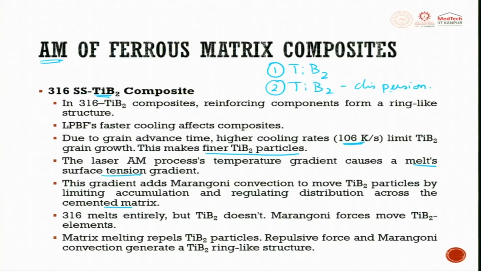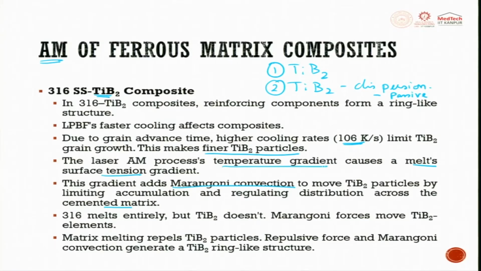This dispersion should be done in a passive manner. That means the process itself tries to bring in that dispersion. So, that is what we are doing. How will the process itself do it? Because of the Marangoni convection effect. This gradient, what is the gradient?